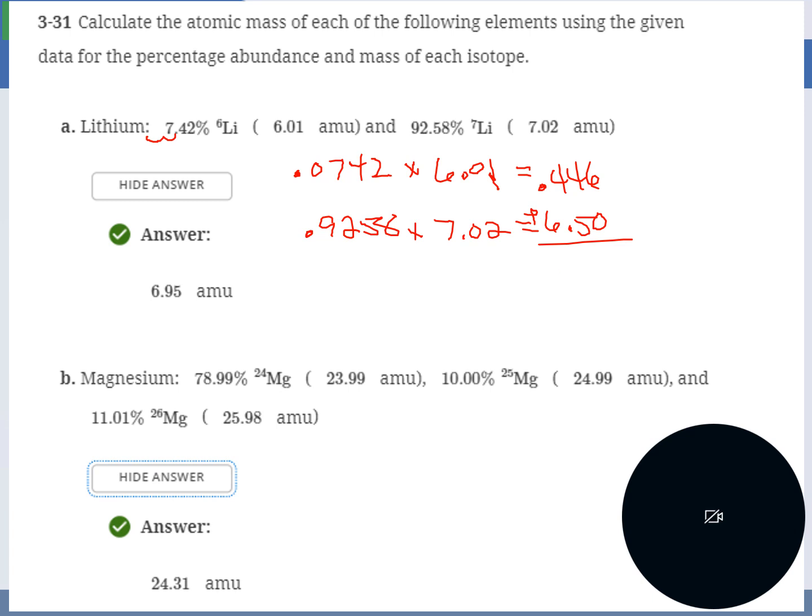When you do this, you'll get 6.946, and this is big enough to make us round the 4 up to a 5. Going to do the same exact process for B, and I'll just give you the answer. Try it for yourself.